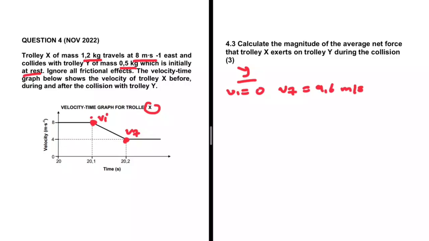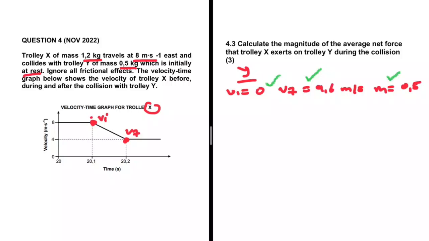And then its mass is equal to 0.5. We're just trying to gather all the information we have so that we can choose a formula. We don't choose a formula and force the information. No. The information guides us to the formula we need to use. So there we go. We have the initial velocity, the final velocity, and the mass. We are interested in the force, right?